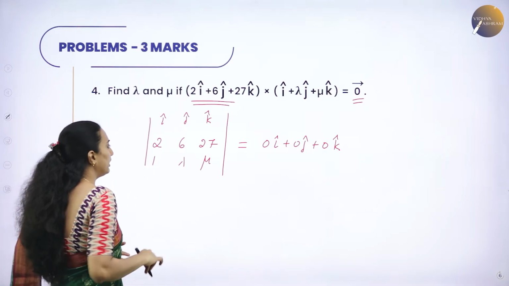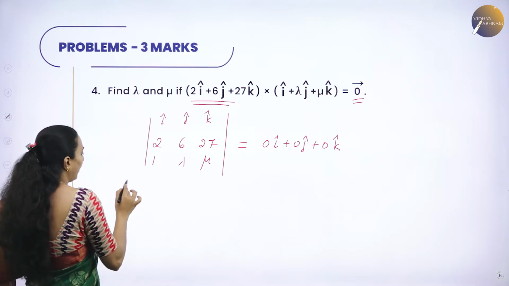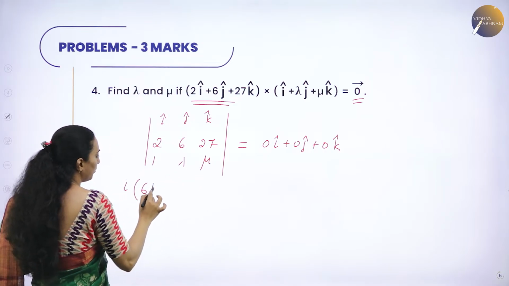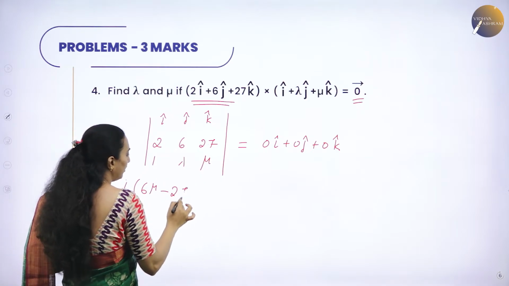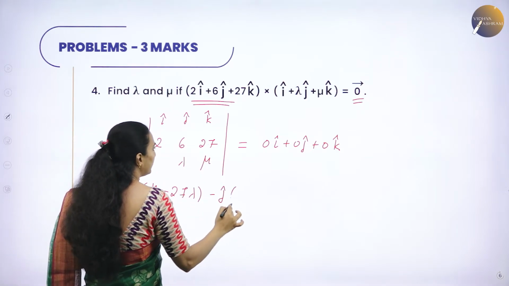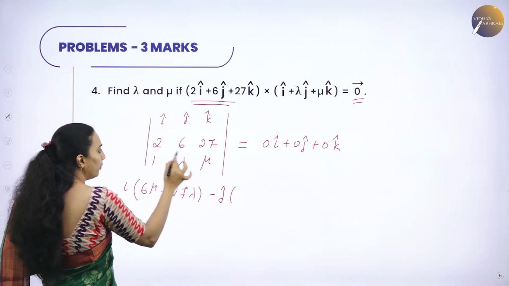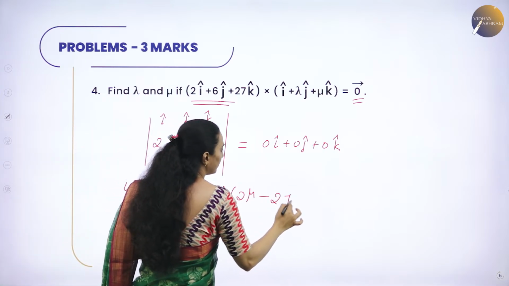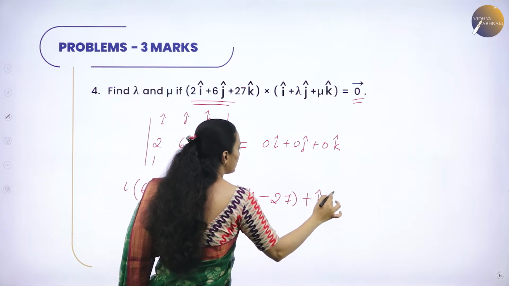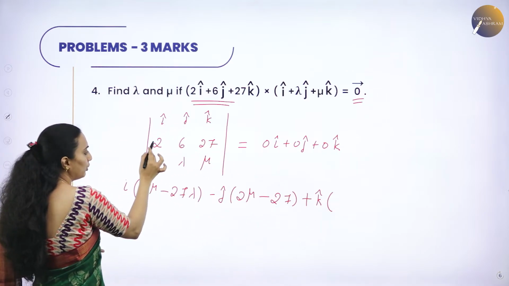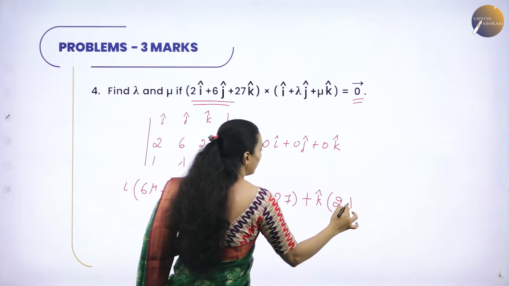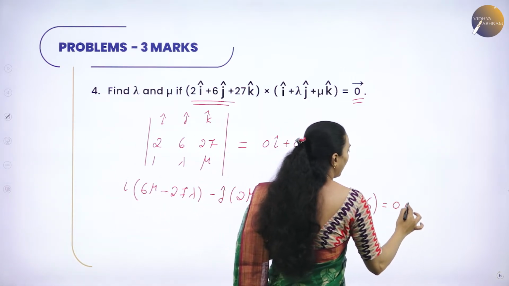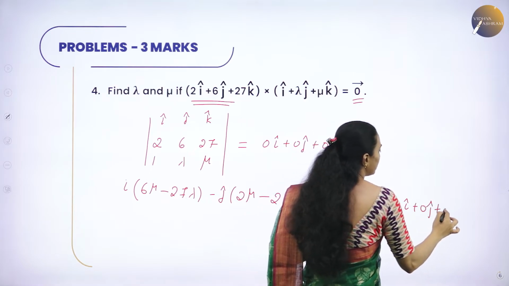Now cross multiplying this, you are going to get i into, leaving the first column and first row, 6 into mu, 6 mu minus 27 into lambda, again minus j cap into, leaving the second column and first row, 2 into mu, 2 mu minus 27 into 1, 27. So plus k cap into, leaving the third column and the first row, 2 into lambda, 2 lambda minus 6 into 1, which is 6, equal to 0i plus 0j plus 0k.